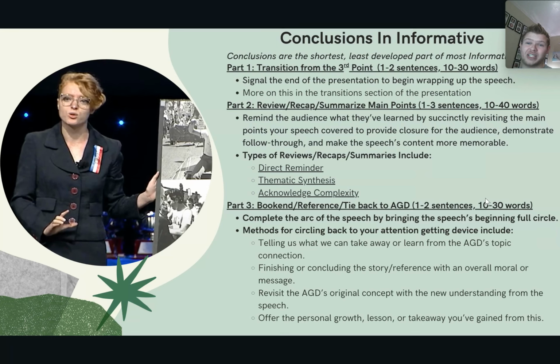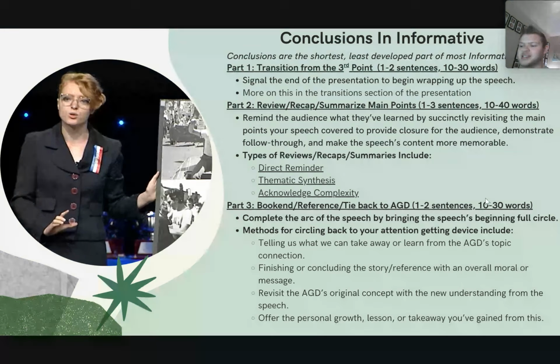And that's all we really get to recap what they've told us. The third part of the conclusion is to bookend, reference, or tie back to your attention-getting device, the thing that we started with in the very beginning of the speech, or the attention-getting device part 2 if your speech is doing 2 of those. This usually takes between 1 to 2 sentences, again about 10 to 30 words. You want to complete the arc of the speech by bringing back to the beginning full circle.